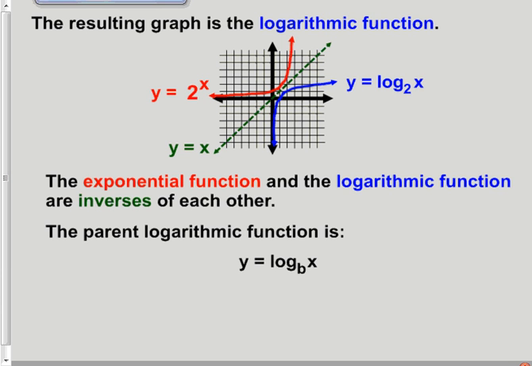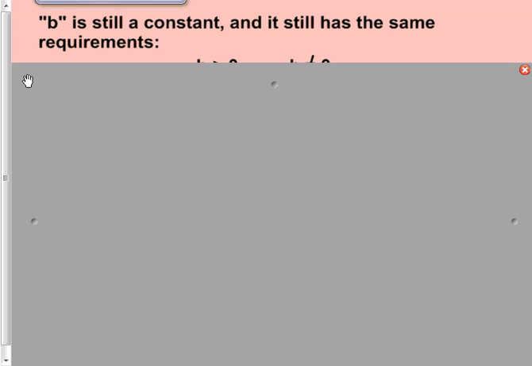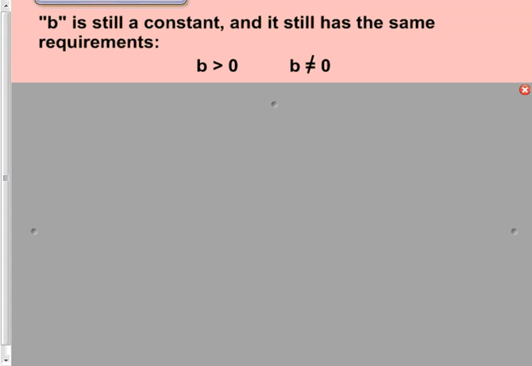Okay, so here in a moment we're going to look at what restrictions b must have on it in order to be the parent logarithmic function. Now as we just said, b is still a constant, just like it has been in the problems that we've been working here recently. B is some number. Typically we operate in base 10, but it could be anything when the parent function is involved, as long as it meets a couple of requirements.